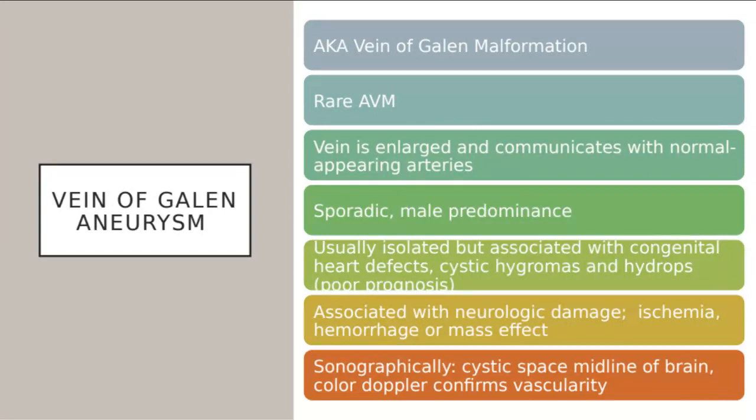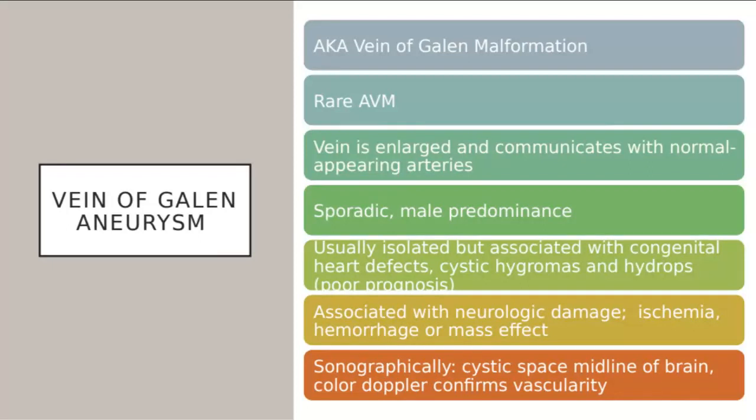Not common to see this with a vein of Galen aneurysm, but they could have cystic hygromas, which we'll talk about, and then hydrops. If we do happen to see those other conditions, that's a pretty poor prognosis. It's almost better if we don't, if it's kind of an isolated, sporadic finding. It can be associated with neurological damage.